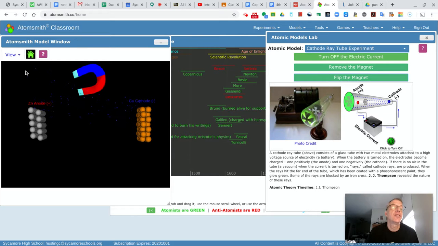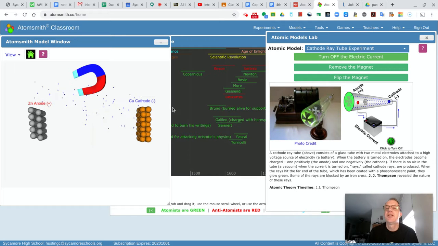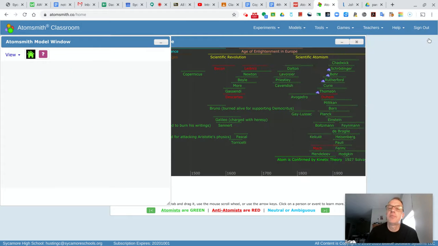And so hopefully you can see this better. I'll change the background here so it makes it a little better. So you can see these things called electrons. And of course, he didn't call it that at the time. And then he decided to come up with this idea called the plum pudding model.